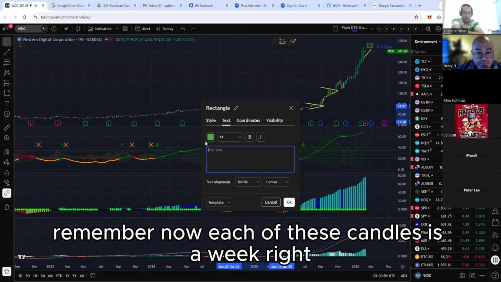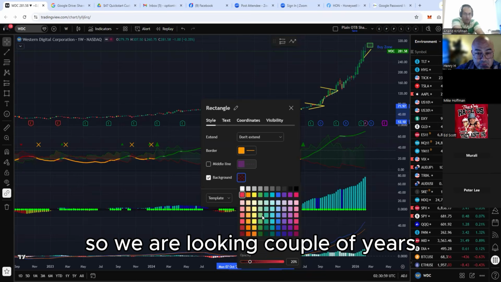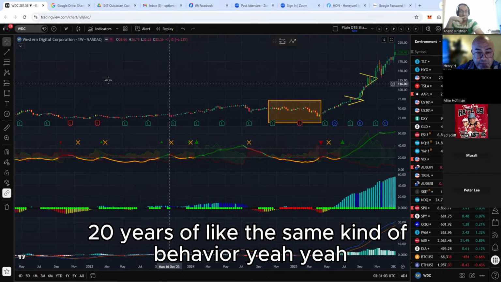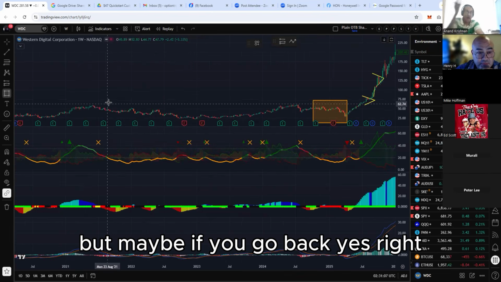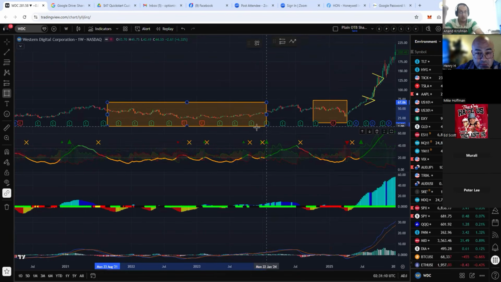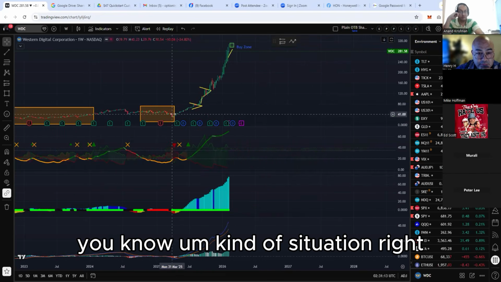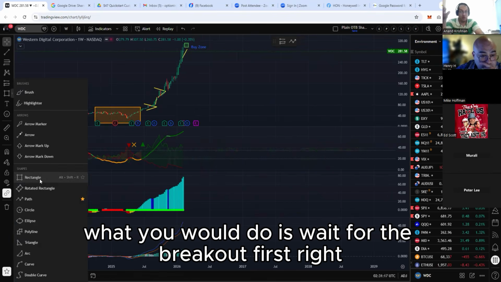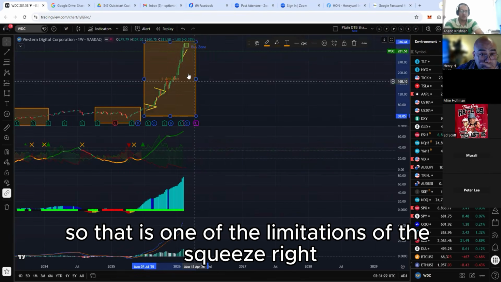Going back, remember each of these candles is probably a week. So we are looking at a couple of years, 20 years of the same kind of behavior. Well, in this case, 2 years, but maybe if you go back. This is a very long kind of situation. So in this situation, what you would do is wait for the breakout first. That is one of the limitations of the squeeze.